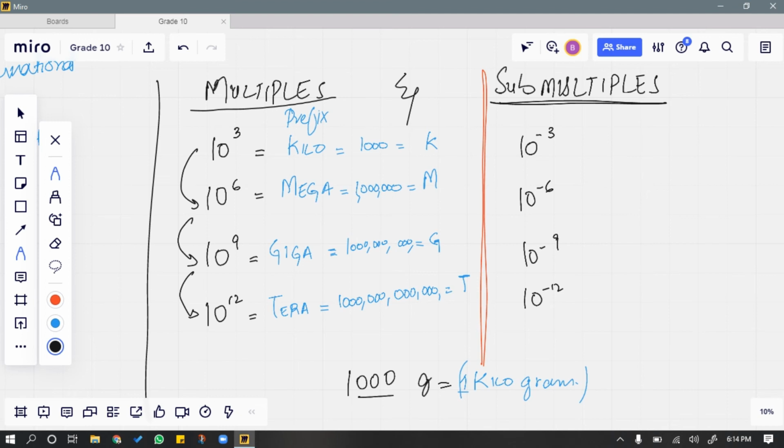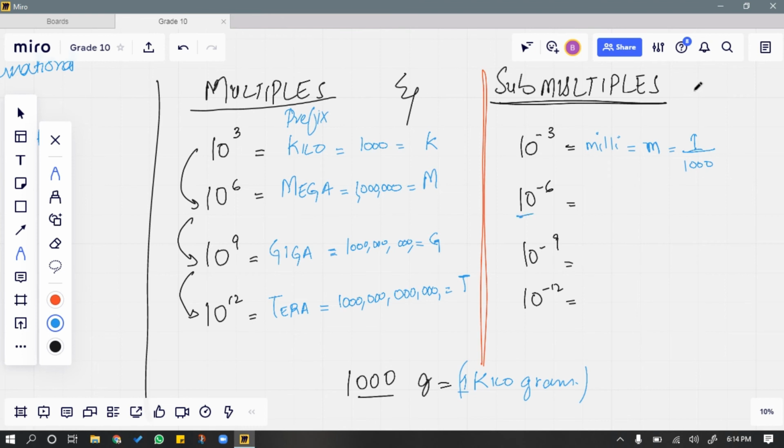So for elaborating such quantities, whenever we're going towards a smaller one, here we go. 10 to the power minus 3 is often described as milli. Its symbol is a small m. It's going to be a thousandth part of your 1. 1 over 1000 is going to be described as a small m, millisecond, millimeter. So these are some examples for your submultiples.